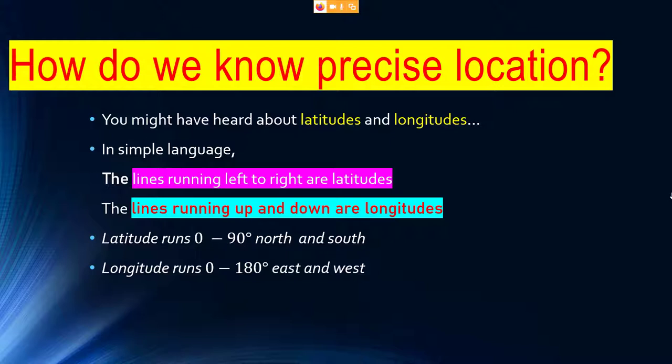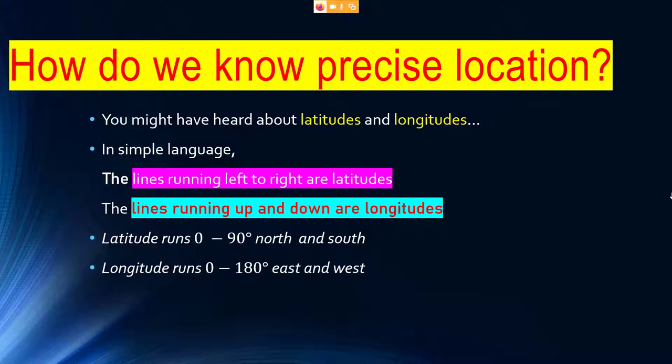So let's begin. The first thing here is to go with latitudes and longitudes. In simple language, latitudes are nothing but lines from left to right, or you can say flatitude. So it's a flat thing. We will discuss this on our globe, on the spherical structure of Earth. And the lines running up and down like this are longitudes. So basically these are latitudes and these are longitudes.